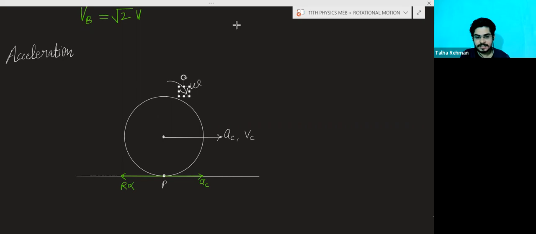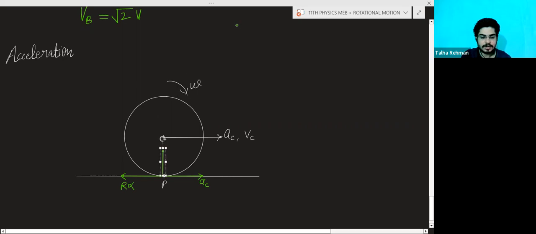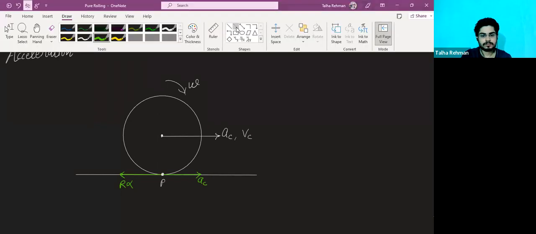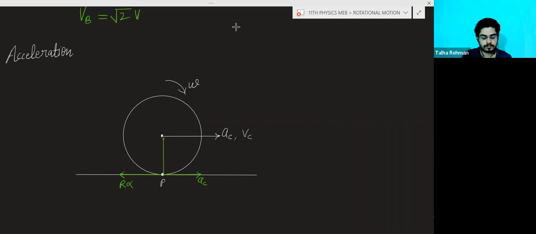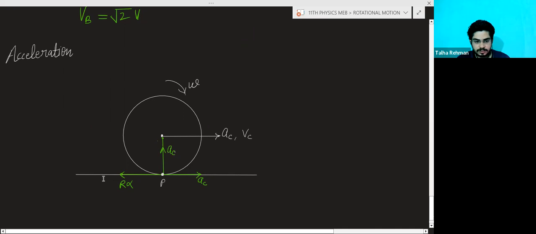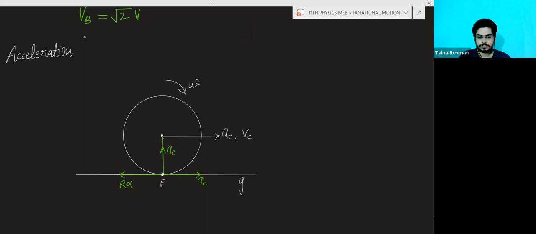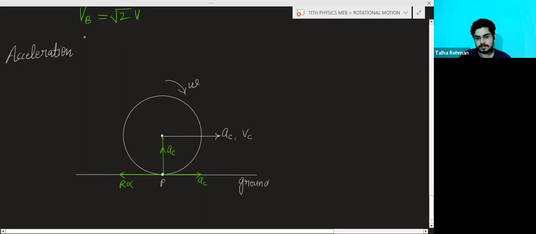And centripetal acceleration always acts towards the center. So there will be the centripetal acceleration, or you can say radial acceleration. Centripetal, or you can say radial acceleration will be there. Now this is ground, and this ground is at rest.